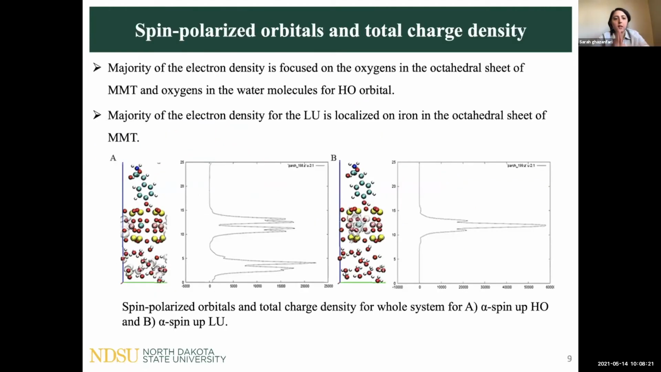Then I'm going to plot some orbitals and its total charge density. For example, for the alpha spin up HOMO and for the alpha spin up LUMO, you can see how the electron density is focused on the atoms. For the alpha spin up HOMO, the majority of electron densities are focused on the oxygens in the Montmorillonite and the water. And for the alpha spin up LUMO, the majority of electron density is concentrated on the iron atom in the octahedral sheet of the Montmorillonite.